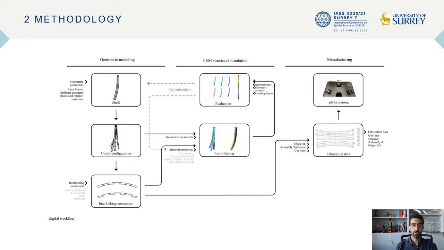Within the digital development, in the geometric modeling step, the shell model of the beam is generated based on the actual curve and stiffener geometries. In the second step, FEM simulation validates the output geometry through form finding and determines the residual stress and structural performance, such as load-bearing capacity of the beam. This step also includes a generative process which optimizes the design and material parameters. In the last step, digital manufacturing strategies deal with the laser cutting fabrication and plate joining methods.